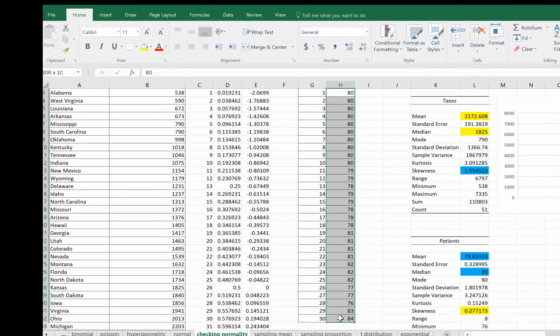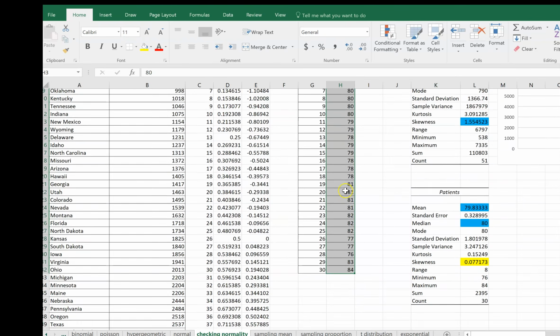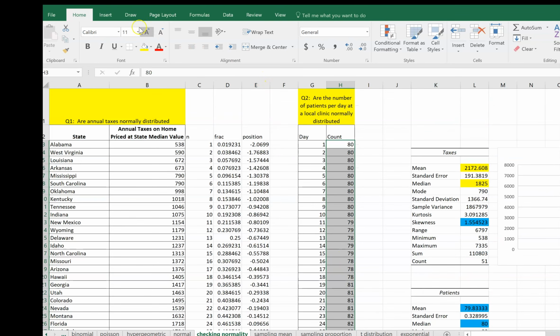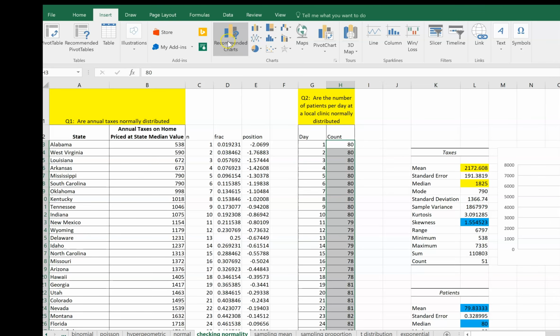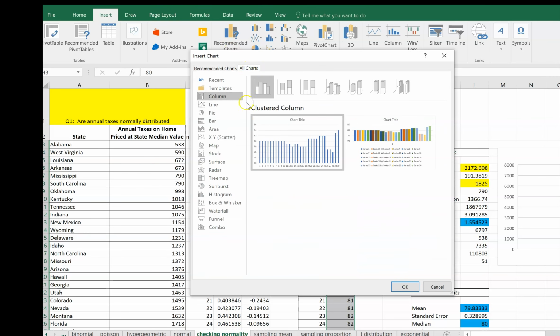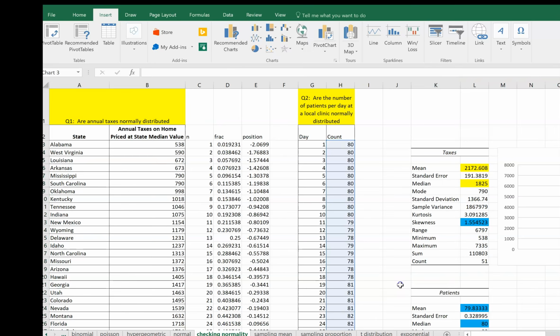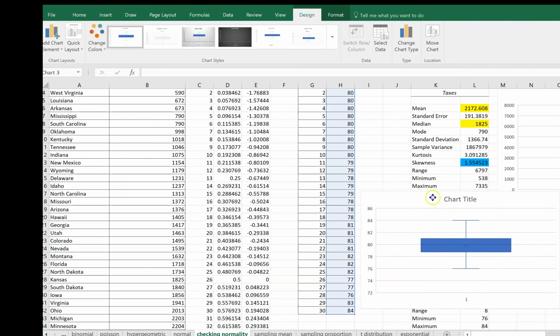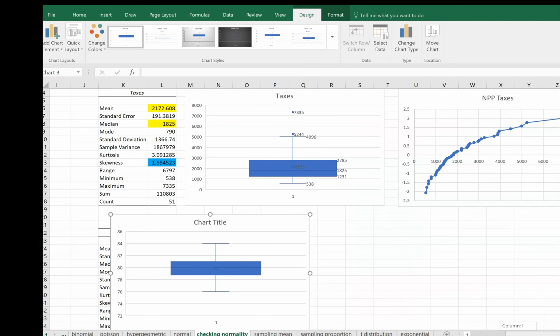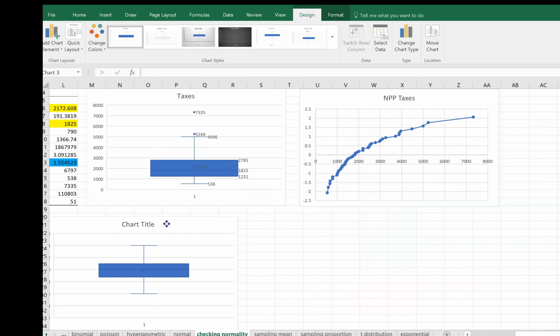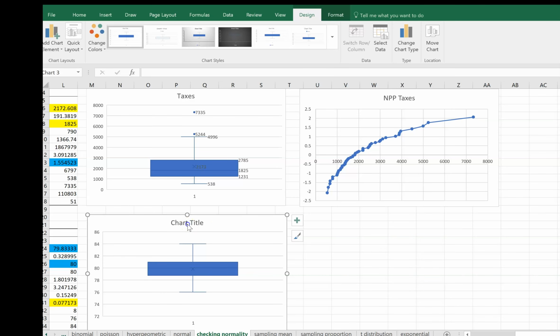So we highlight the data. This will be the number of patients per day over 30 days counted. Insert, recommended, go to all charts, go to box and whiskers, click OK. And we get this beautiful box plot, which I will now locate down here. And this is on patients. And I like to add the data labels so I know what the numbers are.